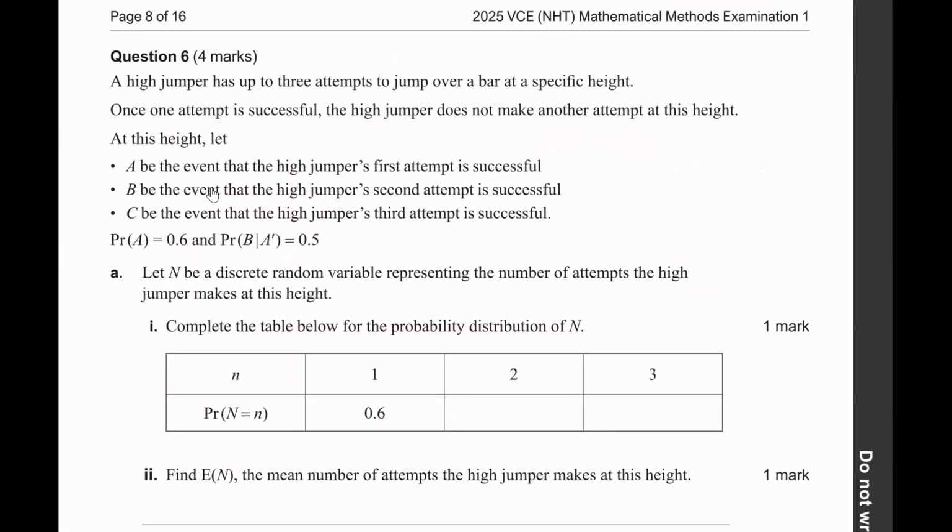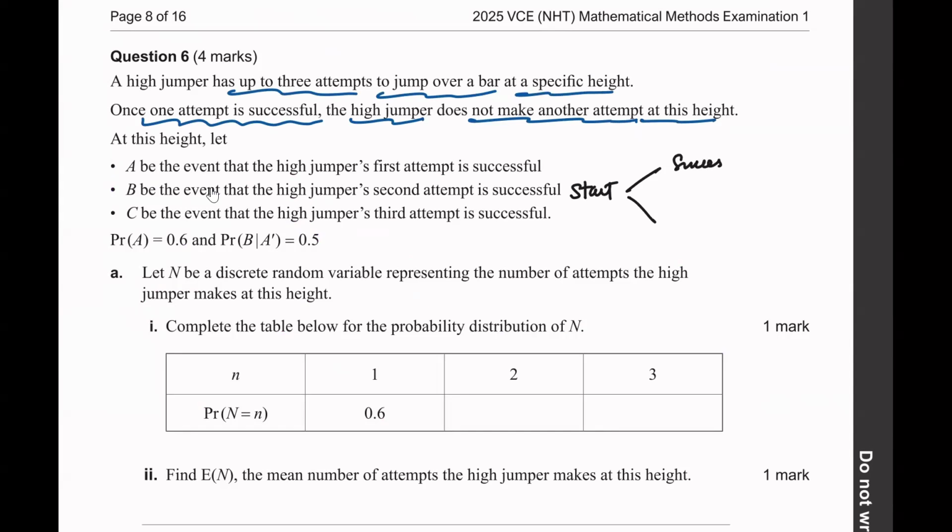Okay, question 6. A high jumper has up to 3 attempts to jump over a bar at a specific height. Once one attempt is successful, the high jumper does not make another attempt at this height. So at this height, let A be the event that the high jumper's first attempt is successful. Let's make a start. Success. So this is actually my first event. Probability A is 0.6.